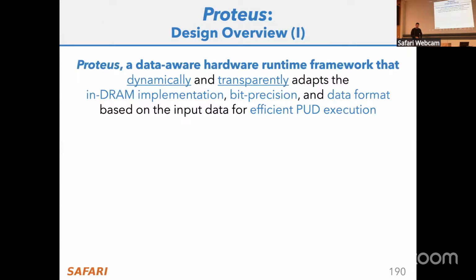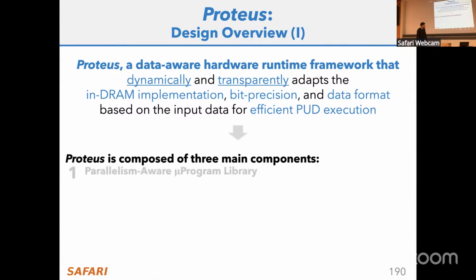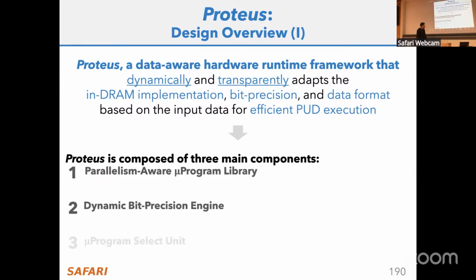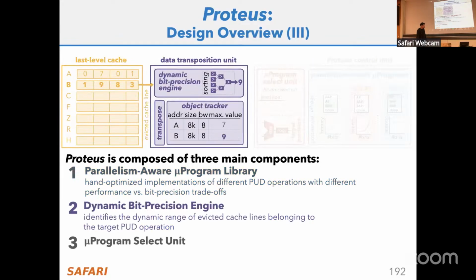So based on all of these ideas, we designed this framework called Proteus, which is a runtime framework that dynamically and transparently adapts the implementation of the in-DRAM operation that you want to execute. It identifies the bit precision for the computation and also the data format, either two's complement or redundant binary representation, based on the input data for the processing-in-memory execution. So the framework is composed of 3 main components, which I'm going to illustrate over here.